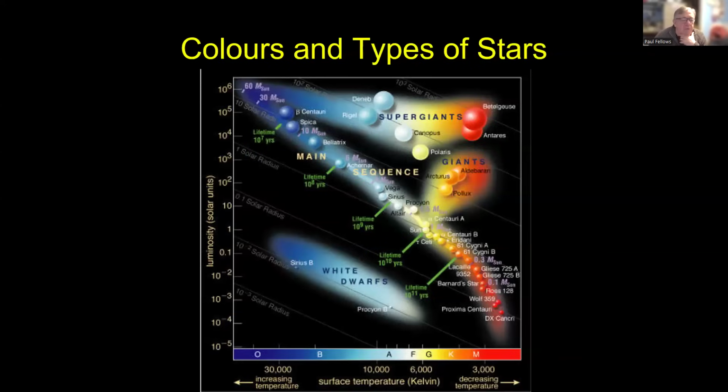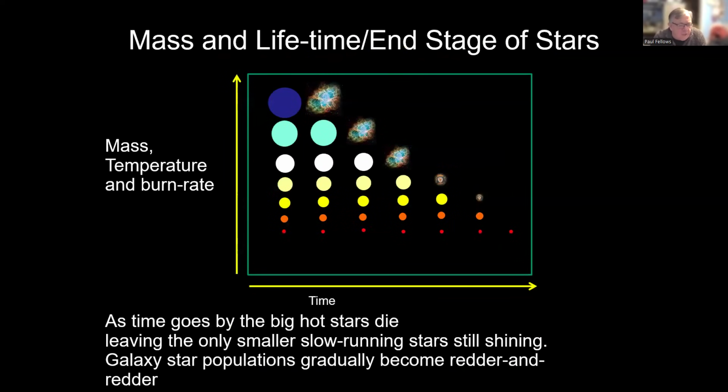And they appear down towards the bottom left of the diagram. So it's a very useful way of classifying things. But if I have a little look at a slightly simplified diagram, this one here shows the time along the bottom axis, the mass or the temperature or the burn rate, because big stars live fast and die young.